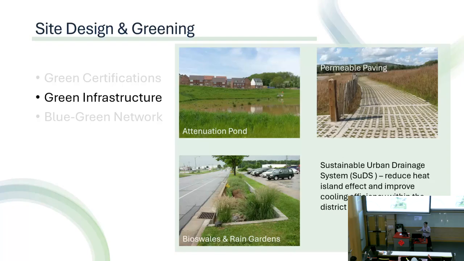All this also helps improve the heat island effect and the cooling efficiency, because with the attenuation pond, you have a place for cooling. Bioswales and rain gardens are generally green areas in international locations. Most of these are quite well vegetated, so you've got good cooling along the pedestrian areas.